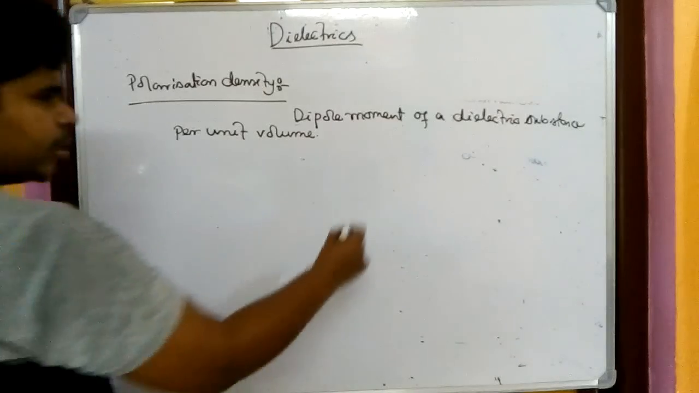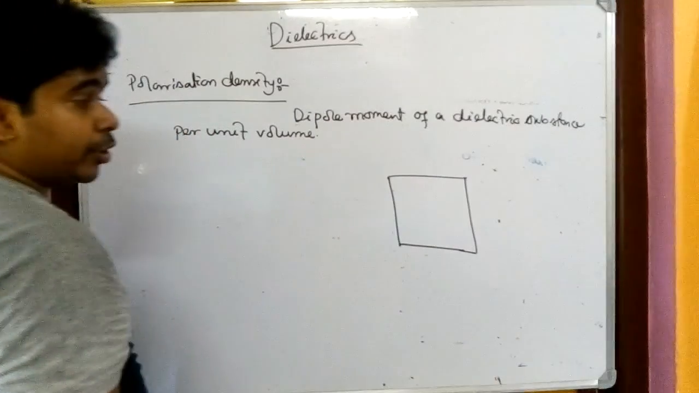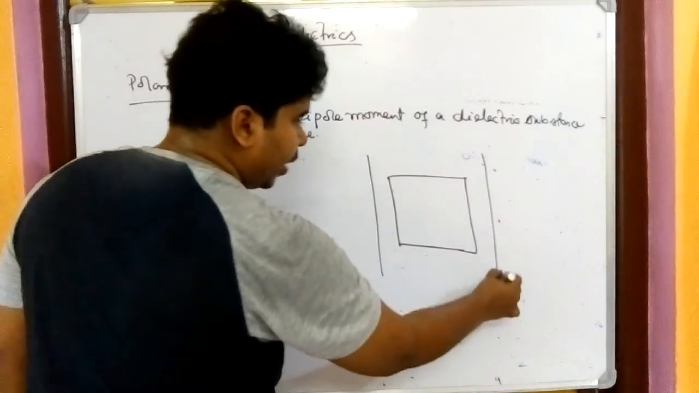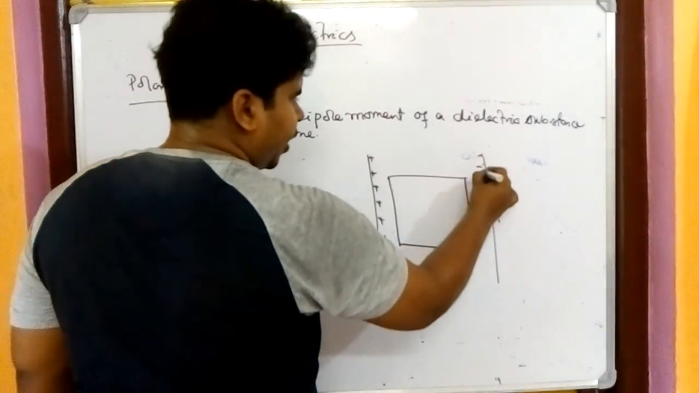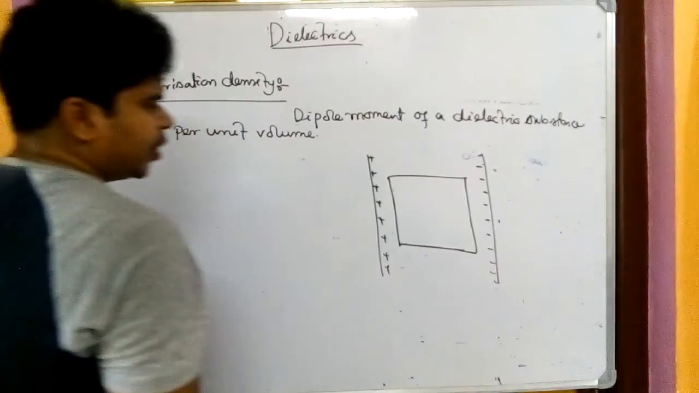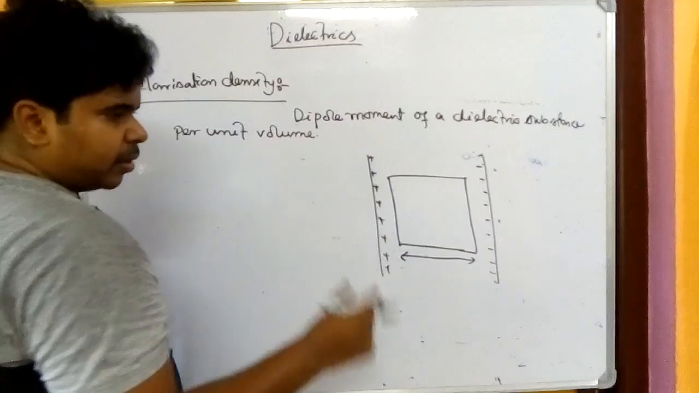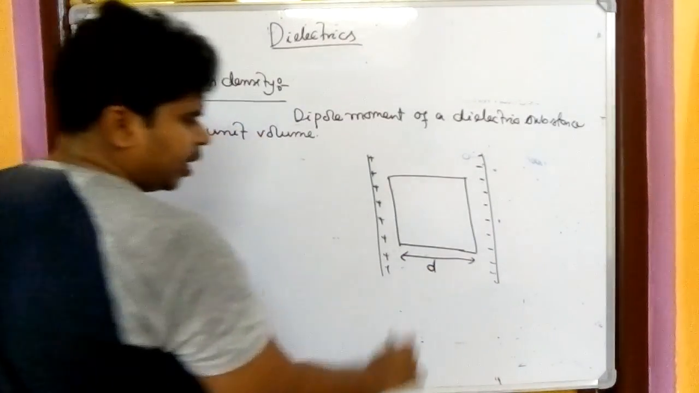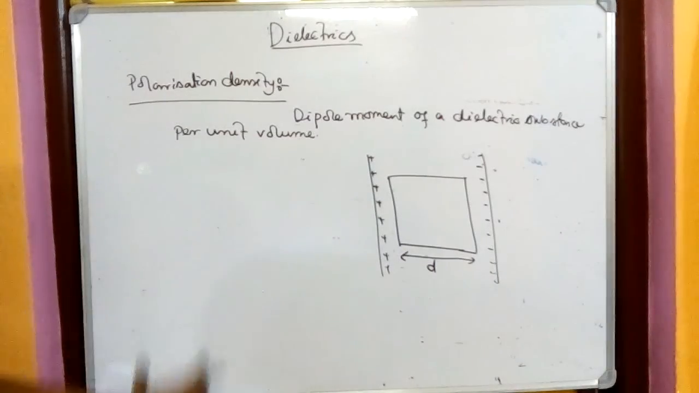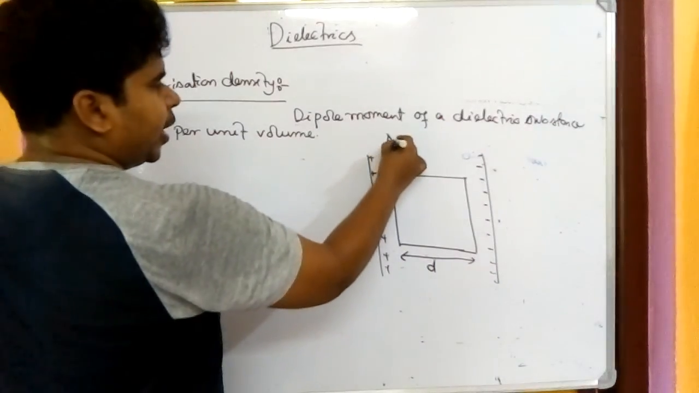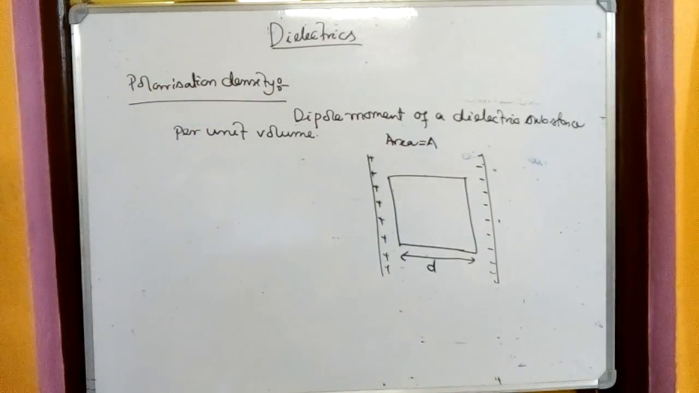What is it? Assume a dielectric slab is given to you. This is two plates. Here it is positive, here it is negative. Assume the length, you can say the breadth of the dielectric slab, is D, and the area covered is A.